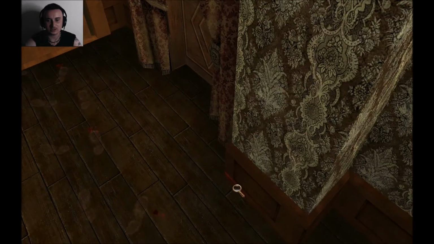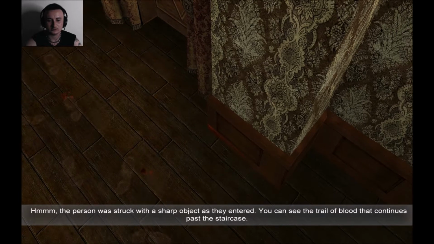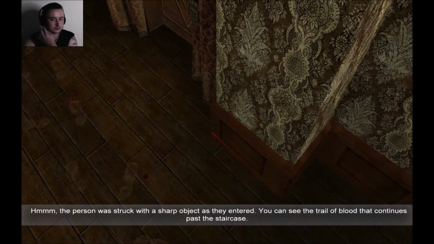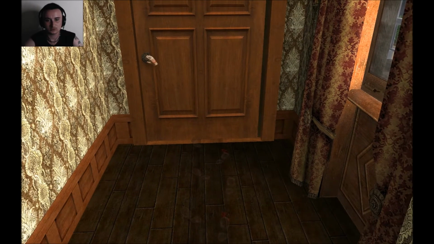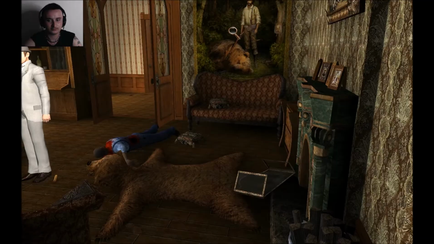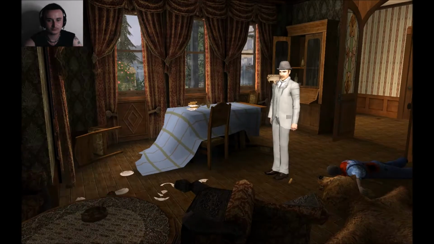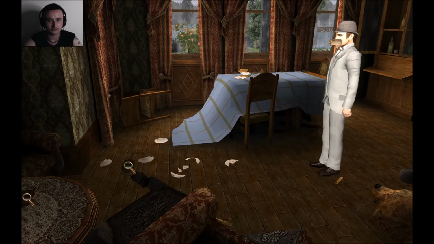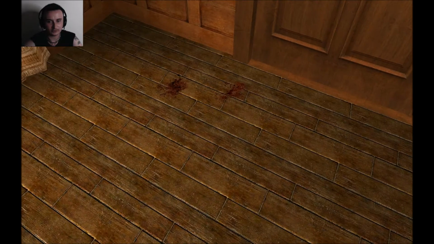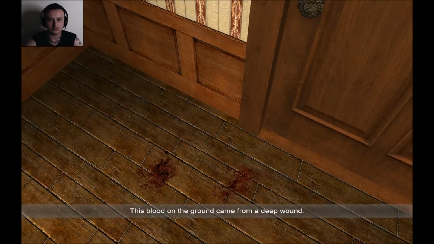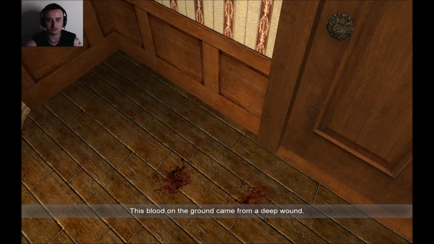There's a trail of blood here. The person was struck with a sharp object as they entered. You can see the trail of blood that continues past the staircase. I believe that is all to be seen in this room. As we walk into the hall, we see there's more blood out here. This blood on the ground came from a deep wound.